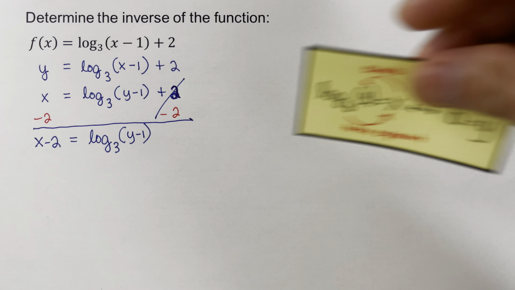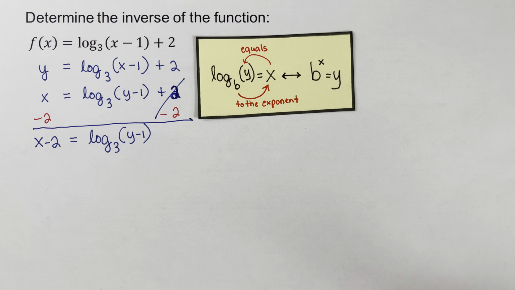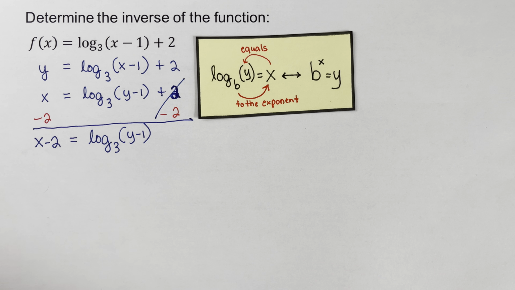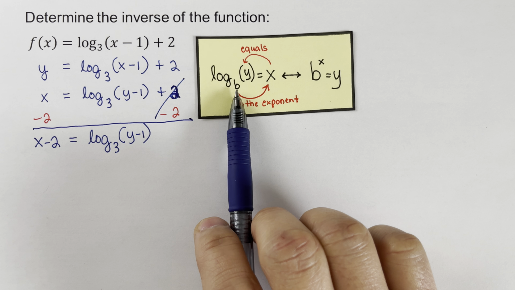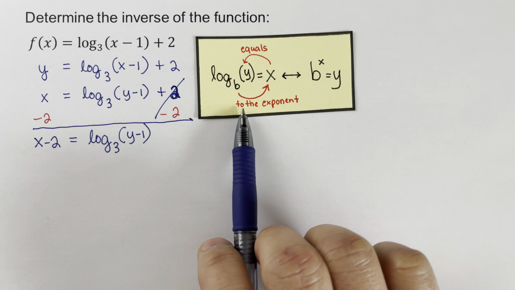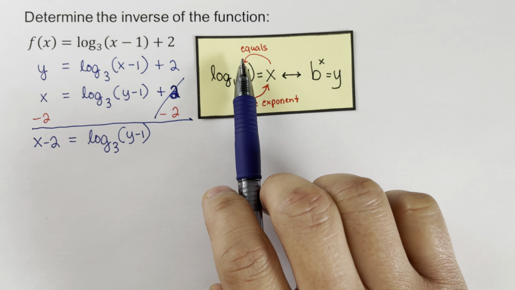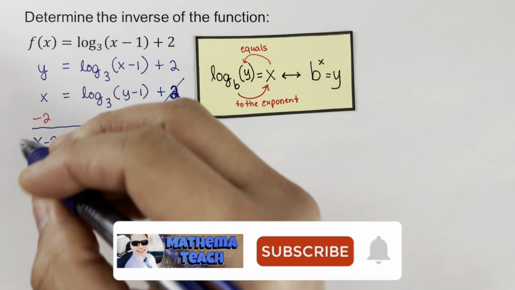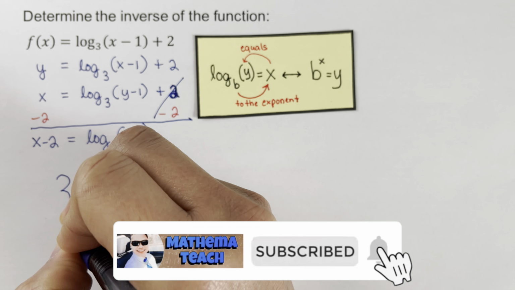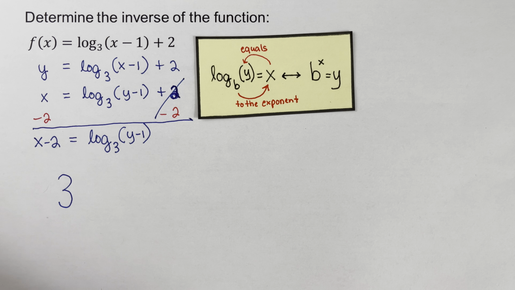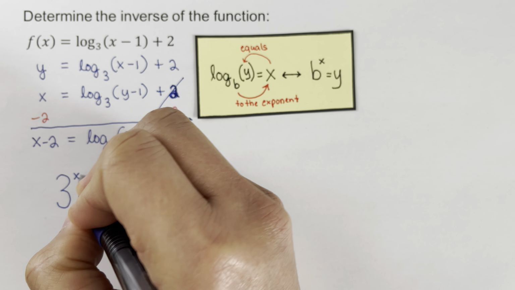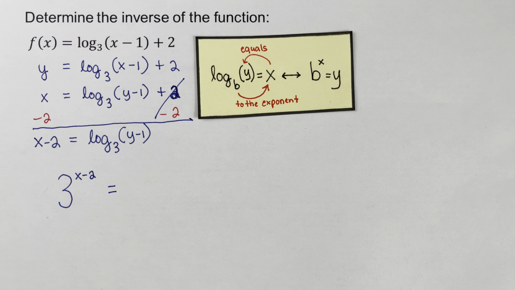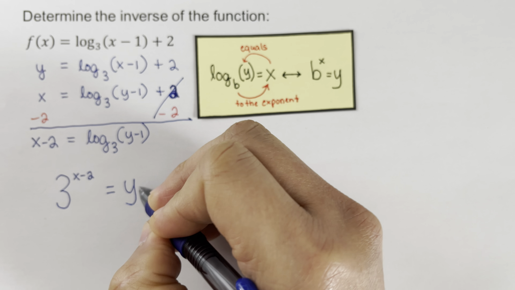We remember that if we're given a logarithmic form, we can change it to its equivalent exponential form following this general pattern right here. So whatever the base of the logarithmic expression is, b raised to the exponent x is equal to y. So in this case right here, I'm going to have 3 as the base. So that would be 3 right here. And then that is raised to the power x minus 2. So I'm going to write the x minus 2 as the exponent now. And that is equal to the argument, which is y minus 1. So I'm going to write y minus 1.